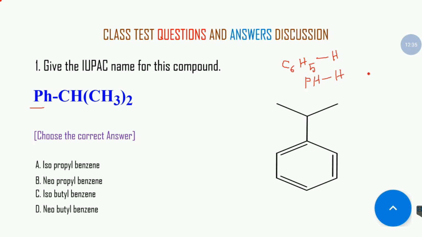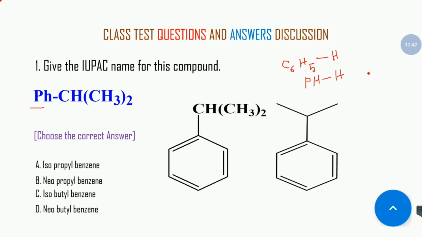Okay, you can also draw the structure like this. Here benzene is common in all options. Now you have to count the number of carbons. Here there is 2 and 1, that is 3 carbons. That means it's propyl.